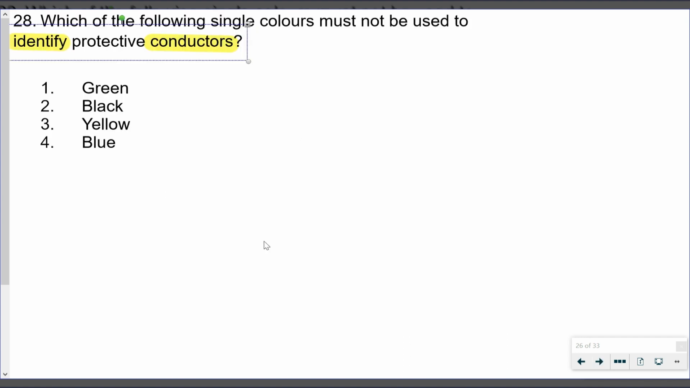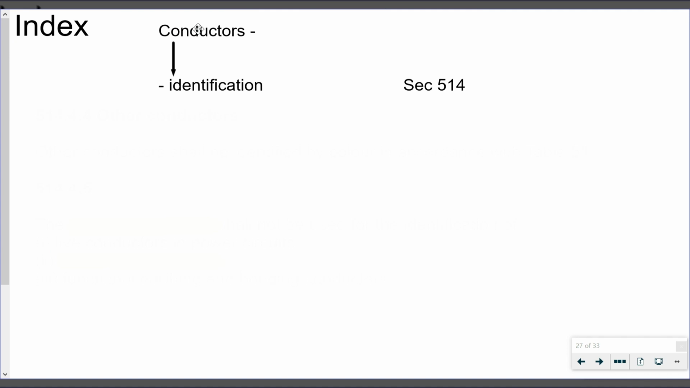Question 28. Which of the following single colours must not be used to identify protective conductors? So we're looking at the identification of conductors. Looking at the answers, we've got green, black, yellow and blue. So if we get into conductors in the index and then scroll down to where it talks about identification, you'll see that it takes us to section 514.